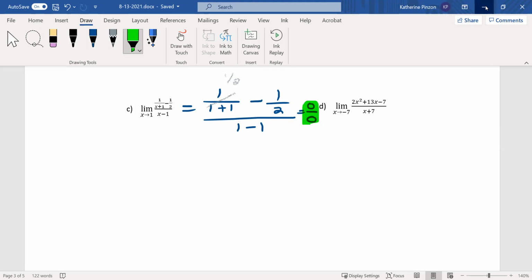f of x is the fraction 1 over x plus 1 minus 1/2, over x minus 1. Is that what it was? Okay.